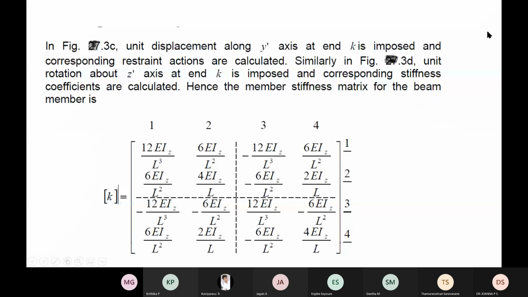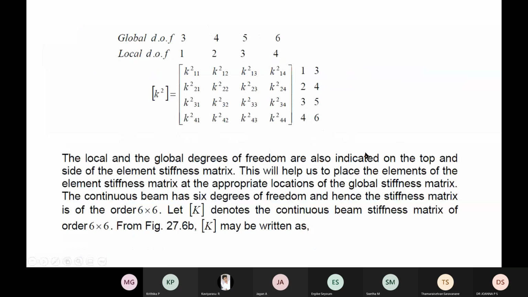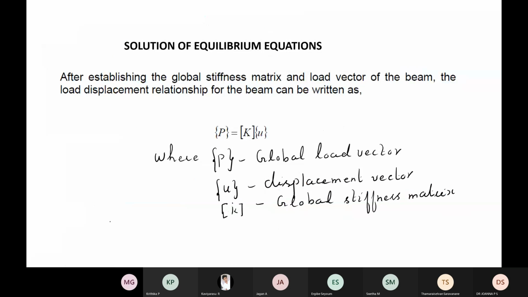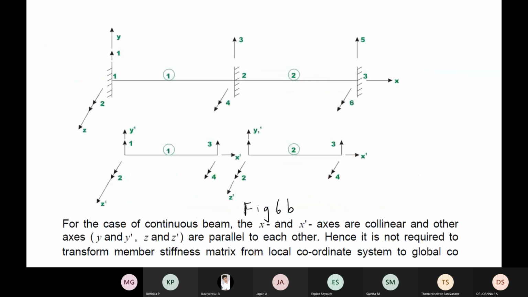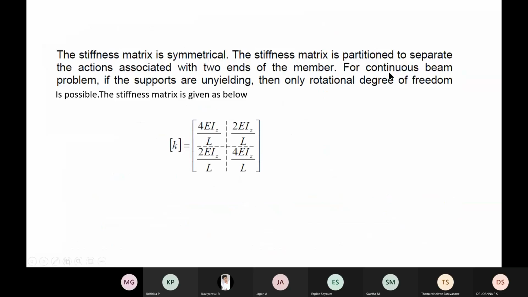Just look at this sentence. For a continuous beam problem, if the supports are unyielding, that is, no yielding, that is to say no sinking, then only rotational degrees of freedom are available. Only rotational freedoms are available. The stiffness coefficients for this rotational freedom are 4EI/L, 2EI/L, 2EI/L, 4EI/L, because the other things are restrained. So that's the meaning of that.